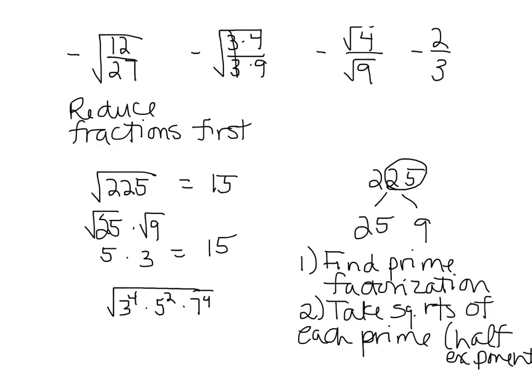I know that it's the square root of 3 to the 4th. The square root of that is 3 squared. The square root of 5 squared is 5. And the square root of 7 to the 4th is 7 squared. Then you can use your calculator to compute that. The point is, once you've done the prime factorization, you can take half of the exponents to find the square root. And that's pretty much what you need to know for this unit.